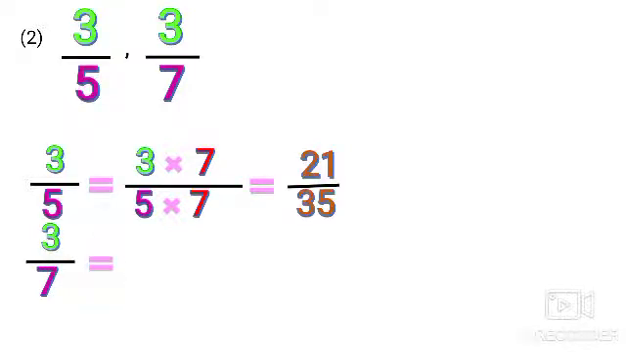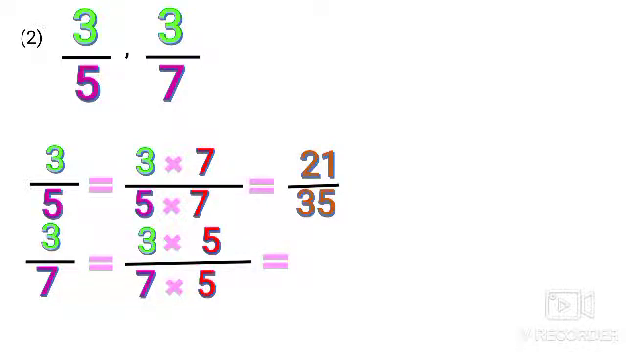The same you will do here, but here you will not multiply 7 with 7. Here you will multiply 7 with 5. The same follows in the numerator and here you will get the answer. As you can see here, both the denominators are same. That means both are like fractions. I hope you understand this.